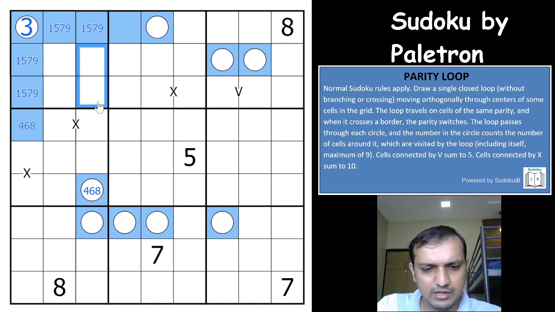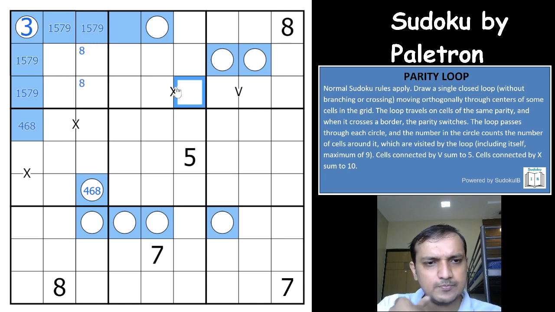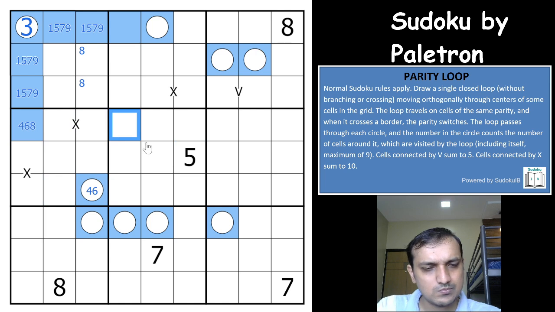This 8 would have an 8 in one of these 2 cells, so which means this cell is not an 8. You know that either these 2 cells and these 2 cells are even, so one of these will have to be a 2.